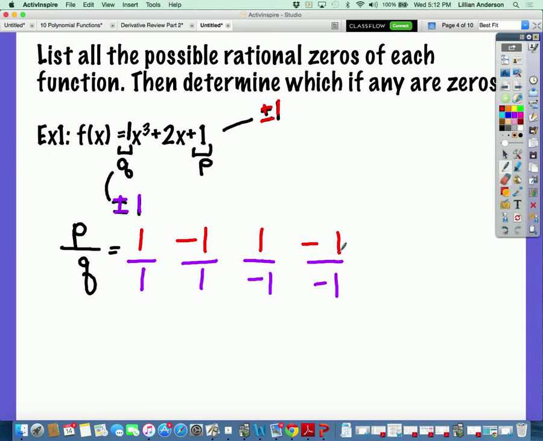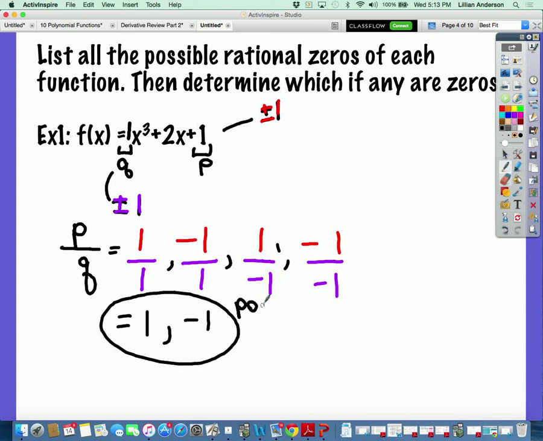Do you guys see how that goes? It goes over each one of your factors. So we will have the positive 1 and the negative 1. Now if you look, this one again is a negative 1, and this one here is a positive 1. But once you already have that particular rational zero written down, you do not have to write it again. So these are our possible rational roots.